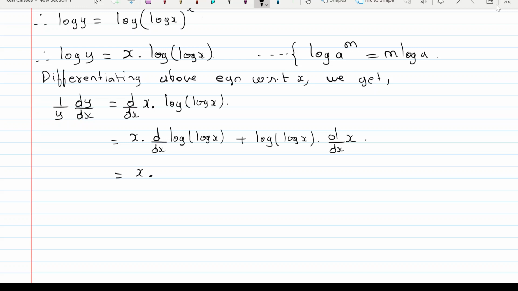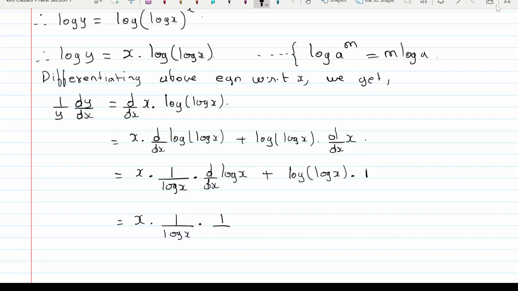Even for d by dx of log x, it is 1 upon x into d by dx of x. तो d by dx of x तो 1 ही होता है. So it's 1 upon x. ठीक है? So what you have to do is, इसको आ जाएगा आंसर 1 upon log x into d by dx of log x, derivative of the outside function into derivative of inside function, plus log of log x into d by dx of x, which is 1. ठीक है? So this is equal to x into 1 upon log x into d by dx of log x, which is 1 by x.